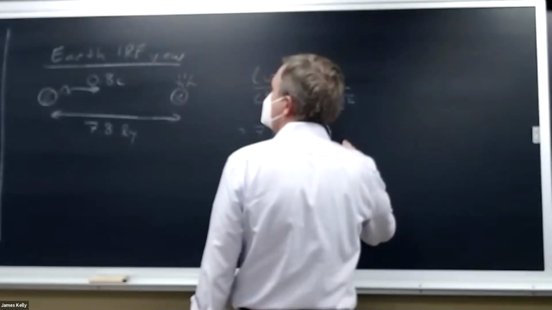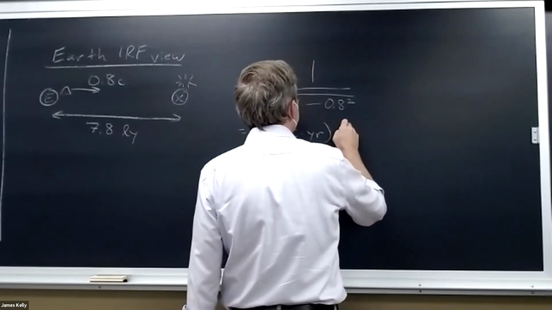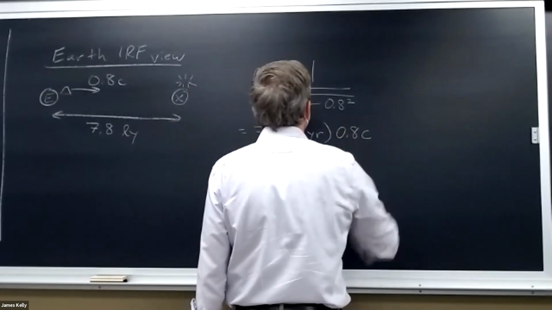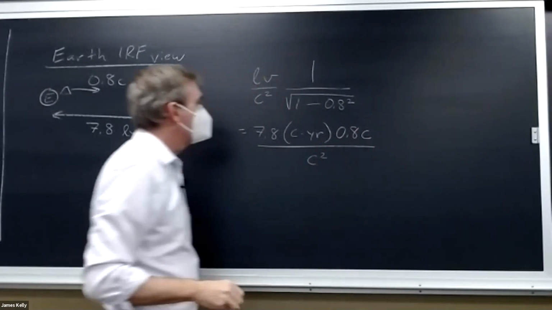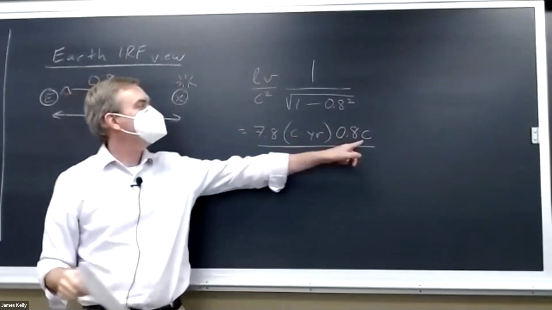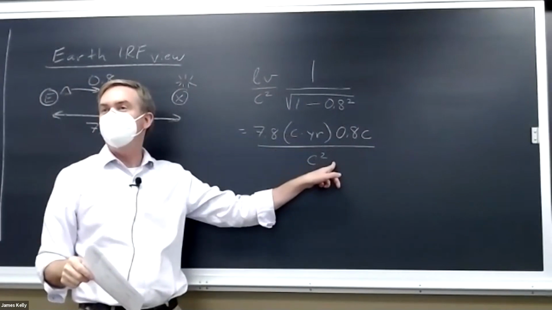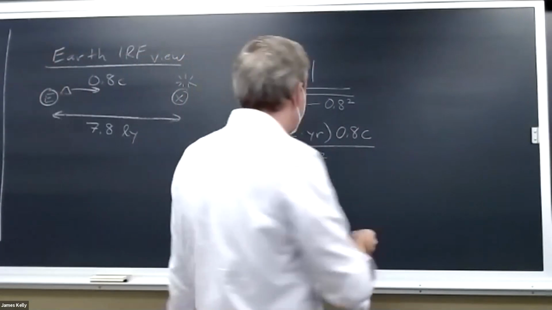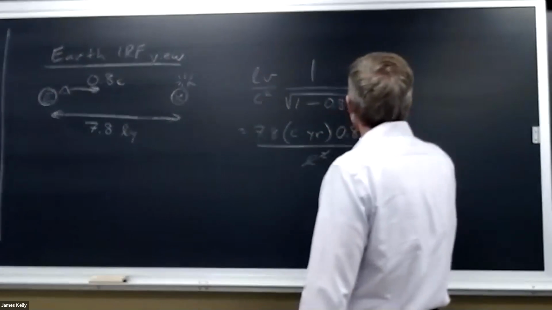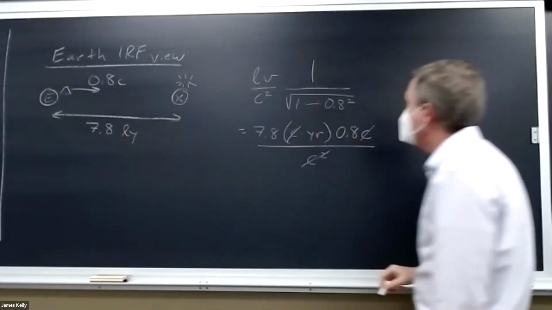V is 0.8 c. Okay. Hey, notice that's kind of nice. I have 2 factors of c upstairs and 2 factors of c downstairs. So it was good I didn't plug in 3 times 10 to the 8th. There was no need there, right? That c squared in the denominator can cancel against those ones.